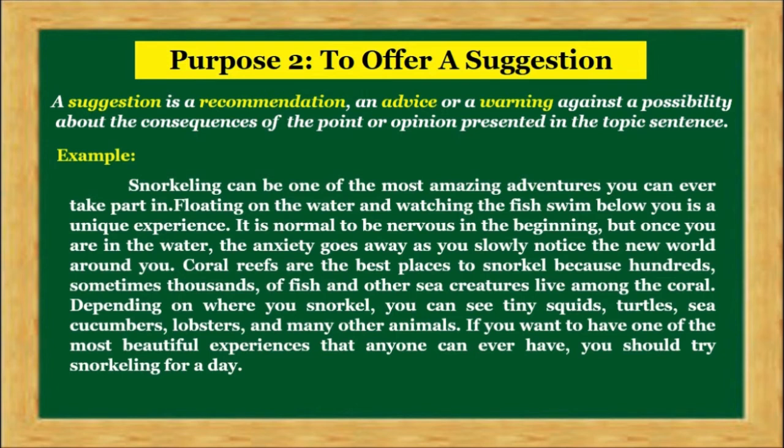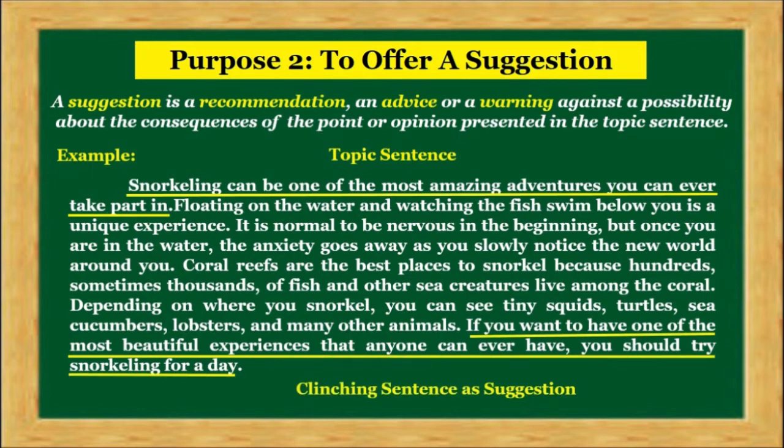in that paragraph, the topic sentence is, snorkeling can be one of the most amazing adventures you can ever take part in. The clinching sentence is, if you want to have one of the most beautiful experiences that anyone can ever have, you should try snorkeling for a day. The topic sentence introduces snorkeling as an amazing adventure, and the clinching sentence offers a suggestion that the reader should try snorkeling.